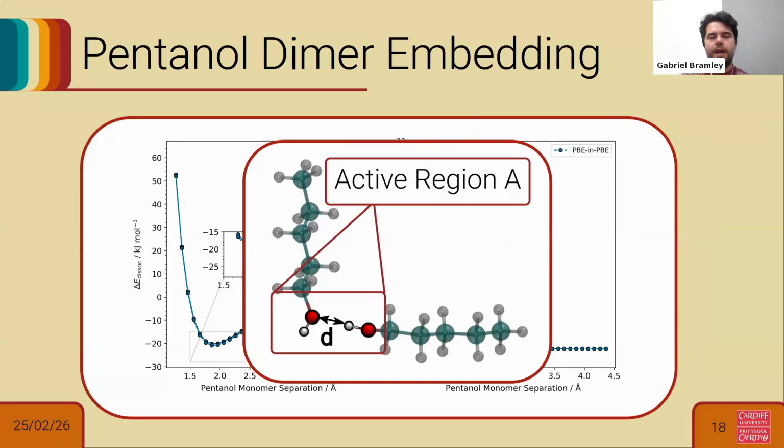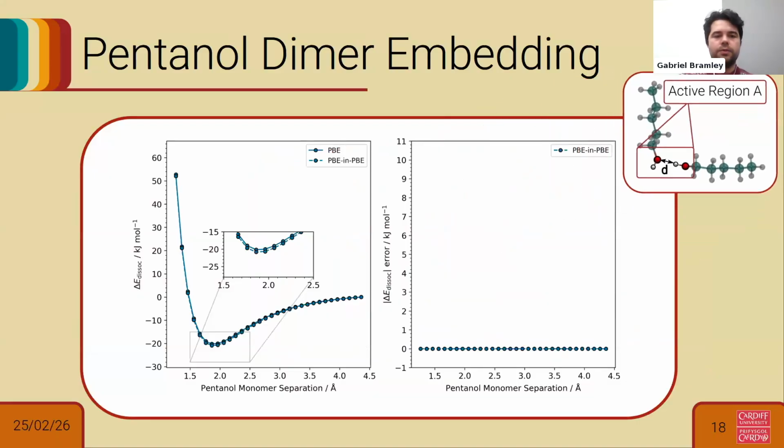This is embedding a pentanol dimer with a small active region of the two OH moieties, and we are measuring the dissociation curve as you move these two pentanol molecules further away from one another. And generally what you want to do is take the normal PBE calculation, which is calculated for the supermolecule, and then compare this for PBE in PBE. And what this does is it gives you an absolute baseline.